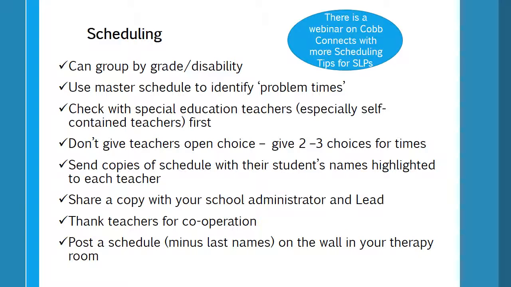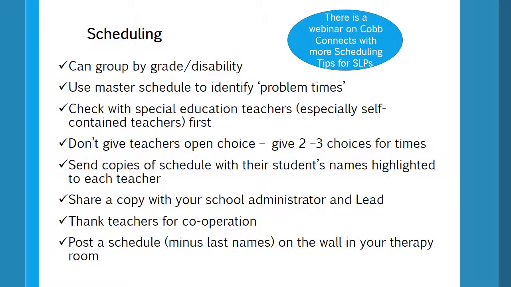You want a master schedule to identify any problem times, like all second grade is in PE from 9 to 10, so you don't want to put second grade groups in your schedule at that time. You want to check with special education teachers, especially self-contained teachers first, and see what their schedules are like. Often they can help you work around issues for scheduling, but check with them first. They also may have a community day where kids go out for community-based training, and so you don't want to schedule them on Friday because they won't be there.